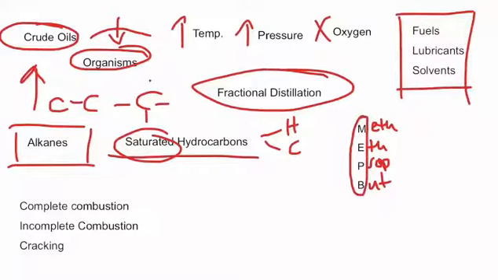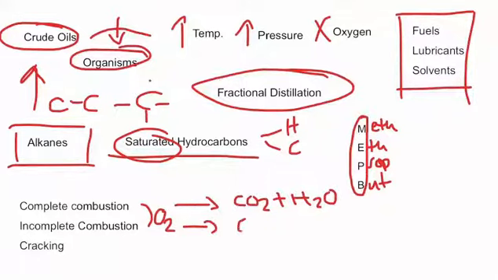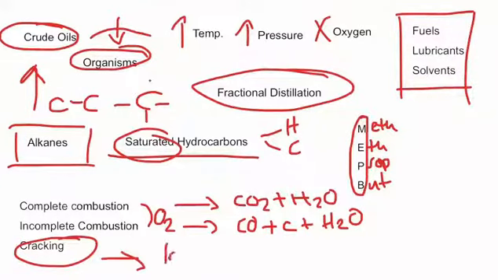Then we went on to talk about the 3 reactions that we see with alkanes. We had complete and incomplete combustion, which you remember is just reacting them with oxygen. Complete combustion produces carbon dioxide and water, and this has plenty of oxygen to react the alkanes with. Whereas incomplete combustion produces carbon monoxide, carbon, and water, and this is because there isn't enough oxygen. Finally, we talked about cracking, which is the process where we take a larger alkane, convert it into a smaller alkane plus an alkene.